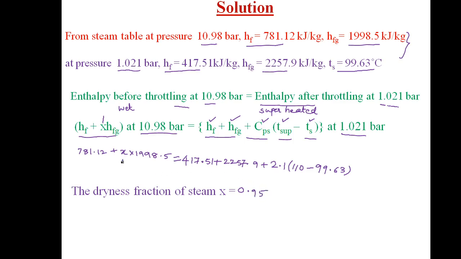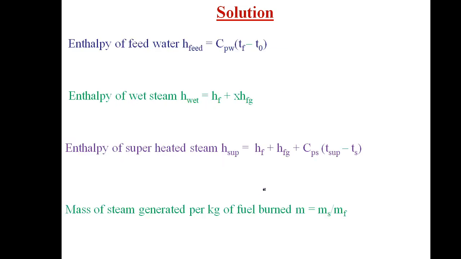So the only unknown is x. If we simplify the left-hand side and right-hand side of the above equation, we get the dryness fraction x equal to 0.95. Once we know the dryness fraction, we can find the enthalpy of wet steam, the enthalpy of superheated steam, and then the enthalpy of feed water. Now the enthalpy of feed water is given by Cp × delta T, where the specific heat of water is known to us, that is 4.2.